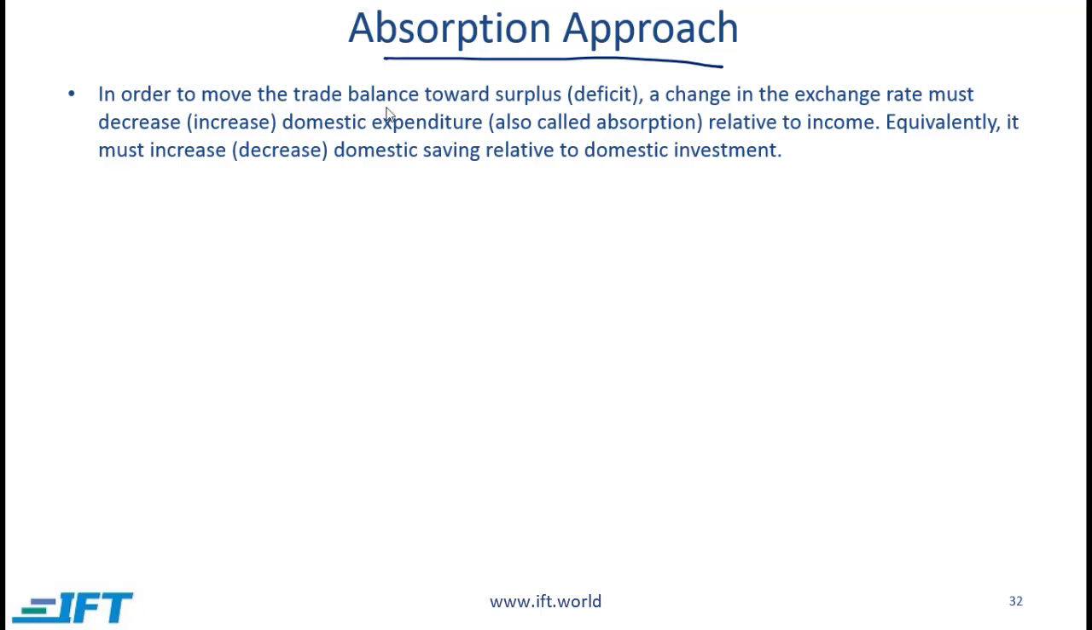In order to move the trade balance towards a surplus, a change in the exchange rate must decrease domestic expenditure. That expenditure is also called absorption. That's where the name comes from. So, must decrease domestic expenditure relative to income. Another way of expressing this is that the change in exchange rate must increase domestic saving relative to domestic investment.